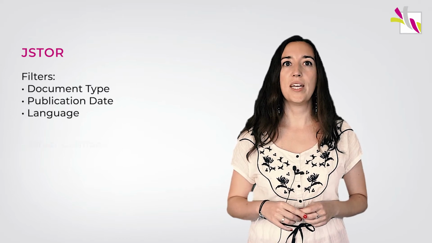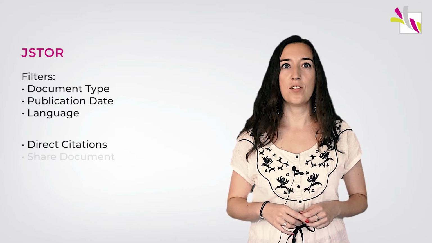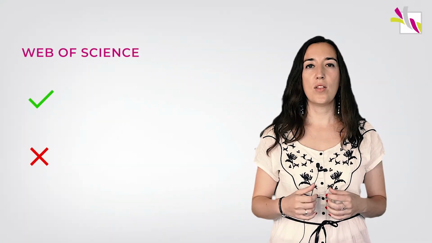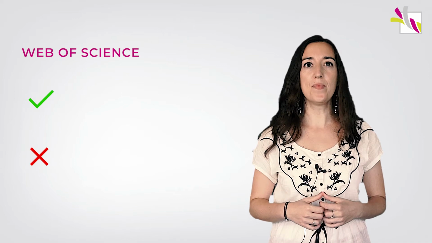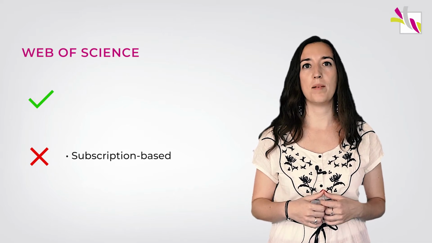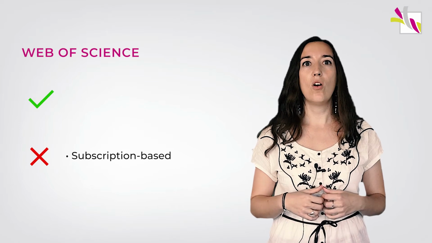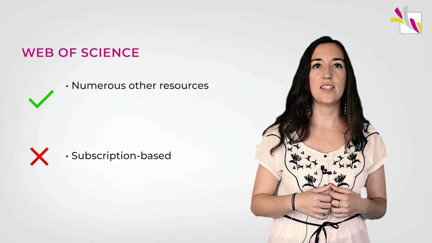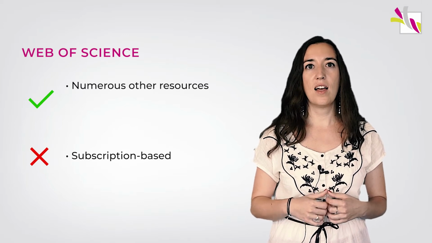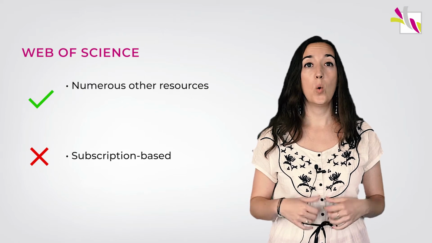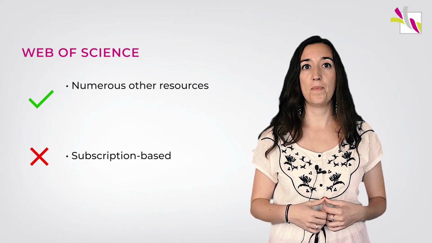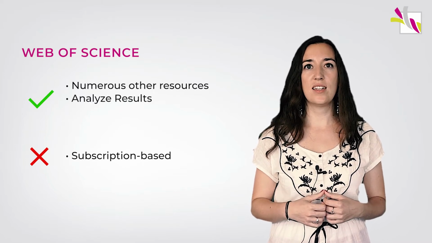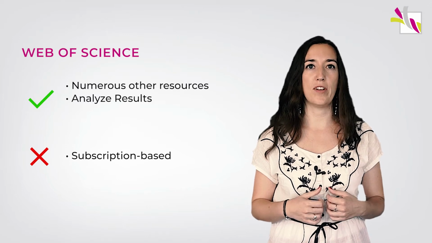It is also possible to create citations directly from the site, share documents, and create search alerts based on your keywords. Web of Science is another database very similar to JSTOR. The major difference is that it's only accessible via subscription. It also provides numerous other resources such as the Social Science Citation Index, the Science Citation Index, biological abstracts, and the zoological record. Web of Science also has an interesting tool, Analyze Results, that allows you to group and rank records in a result set by extracting data values from a variety of fields.